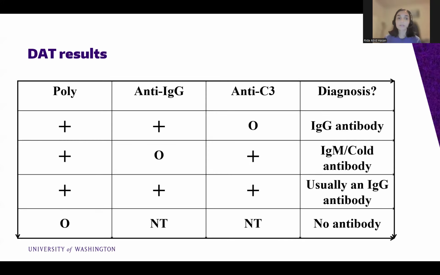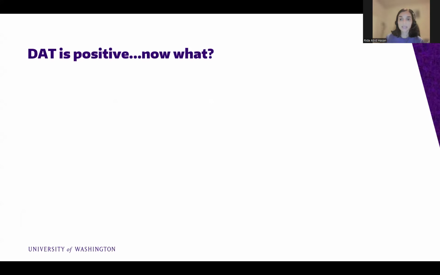And then the other scenario would be that your polyspecific is negative. NT means not tested, so we don't do a monospecific IgG or complement, and then we say, okay, there's no antibody probably bound for negative DAT. So now that your DAT is positive, your patient has hemolysis, your DAT is positive, do you have enough to diagnose autoimmune hemolytic anemia?